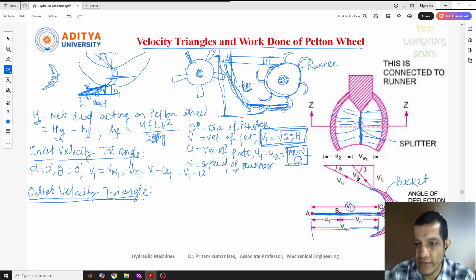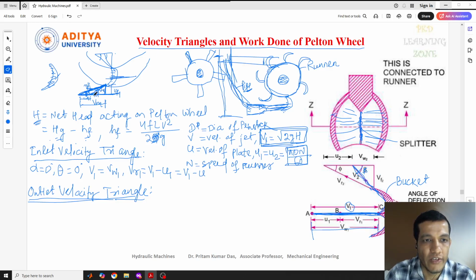Just a reminder: when the jet of fluid is coming out at the outlet condition, this is V2. At the inlet condition it makes an angle of alpha, but at the outlet condition it makes an angle of beta here.